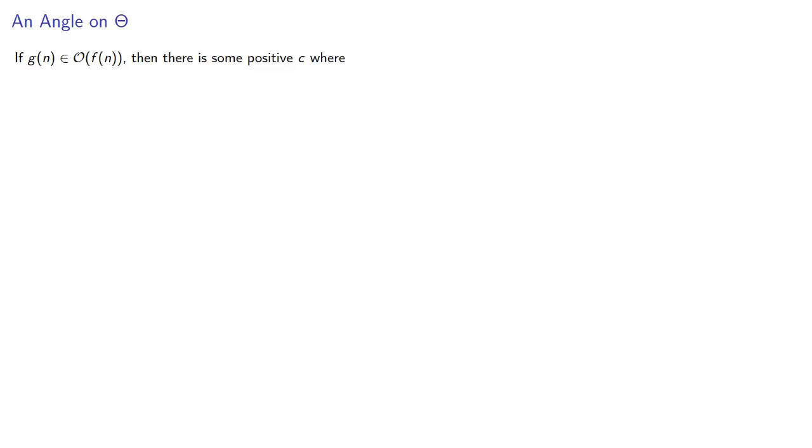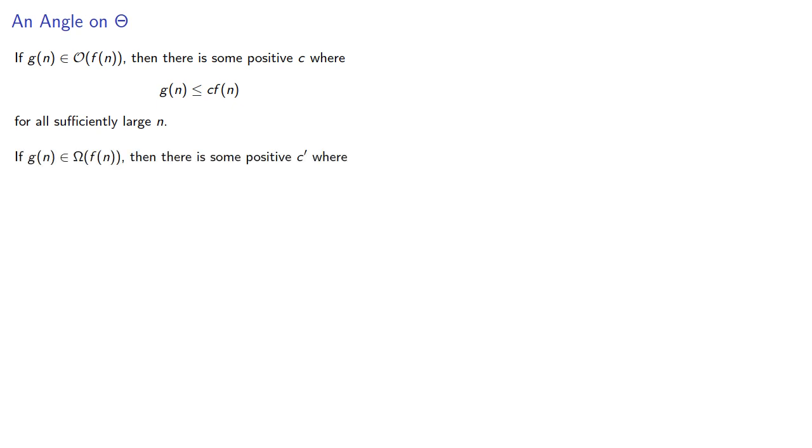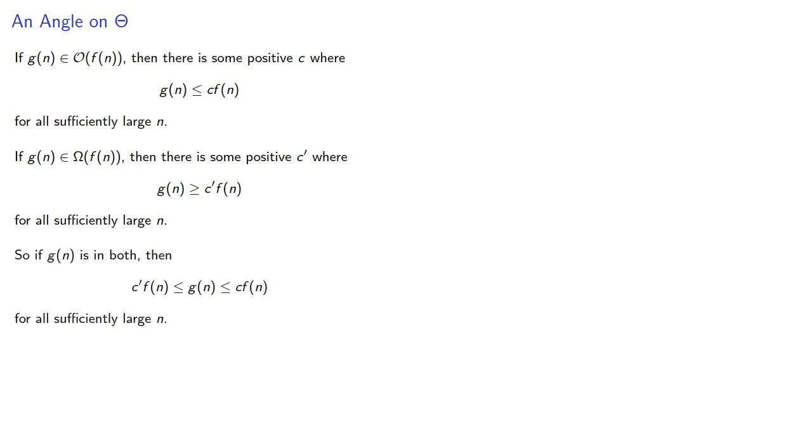If g of n is big O of f of n, then there's some positive constant c where g of n is less than or equal to c f of n for all sufficiently large n. And if g of n is omega of f of n, then there's some positive c prime where g of n is greater for all sufficiently large n. So if g of n is in both, then g of n is sandwiched between constant multiples of f of n. And so in some sense, g of n is close to f of n.